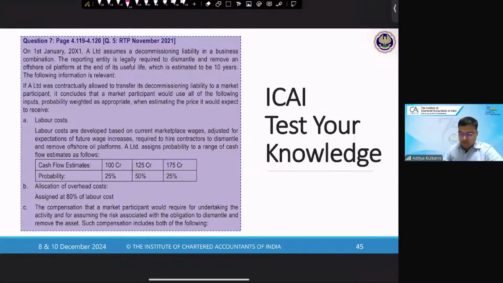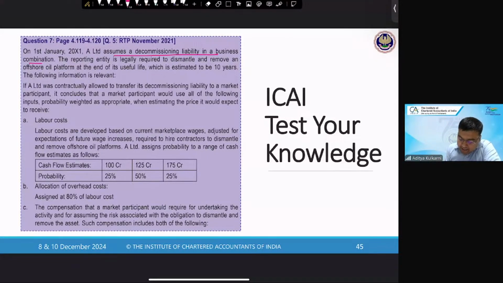Let us start to look at this question because this is basically doing a fair valuation of your decommissioning liability. So let us see how to do this. On 1st January, A Limited assumes a decommissioning liability in a business combination. In a business combination, we take over all the assets and liabilities, and all of that takeover should happen at fair value. When you study Ind AS 103, you will understand. So all my assets and liabilities should be taken over at fair value.